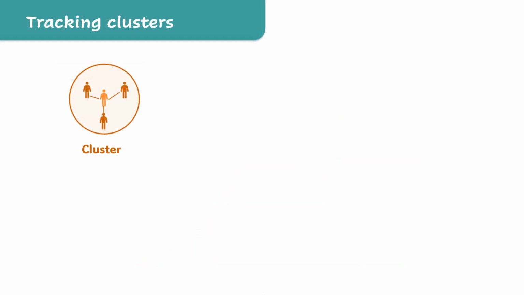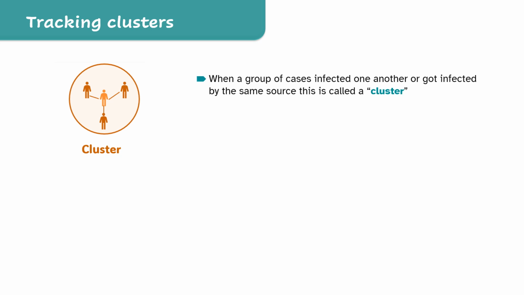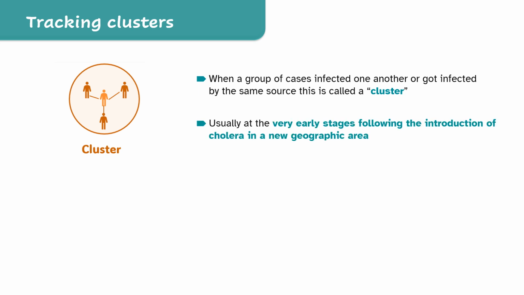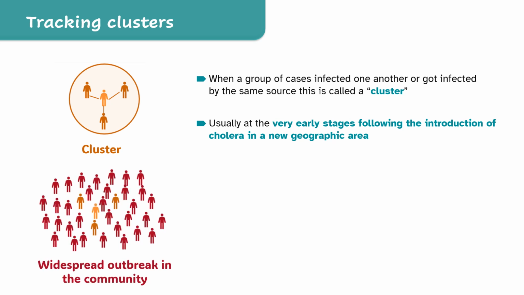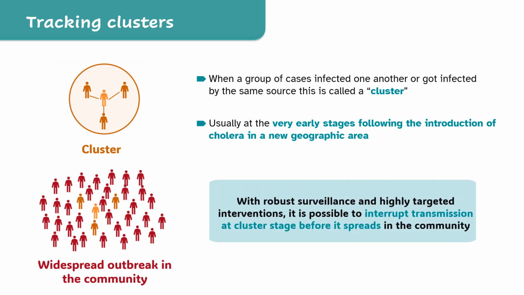Moving on to cholera clusters and the surveillance objective in that situation. There is a cholera cluster when a group of cases infected one another or got infected by the same source. Clusters are more likely to occur at the very early stages following the introduction of cholera in a new geographic area. If cluster transmission is not interrupted rapidly, cholera might spread in the community, and cause a large outbreak that would be more challenging to control. With robust surveillance that can guide highly targeted interventions around cases, it is possible to interrupt transmission at cluster stage before it spreads in the community.